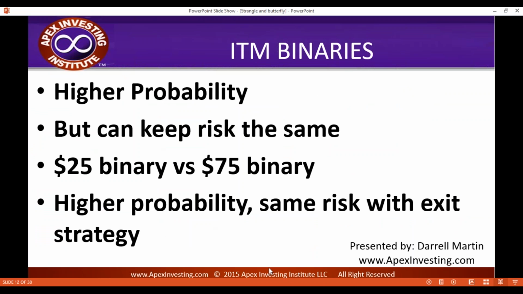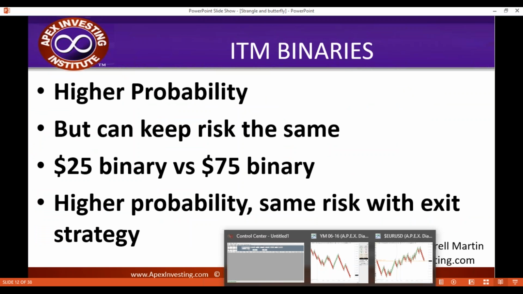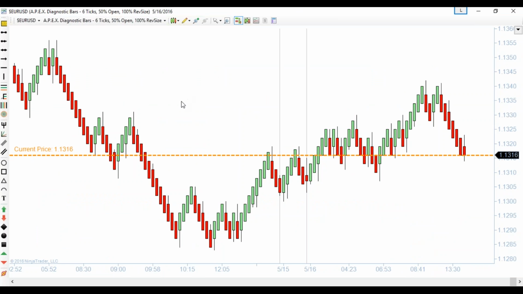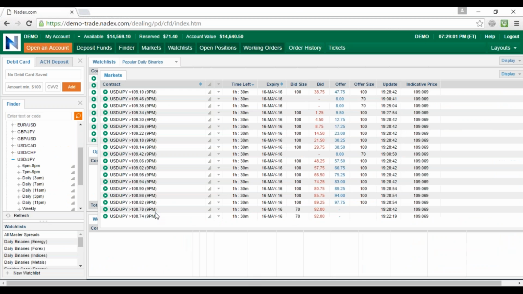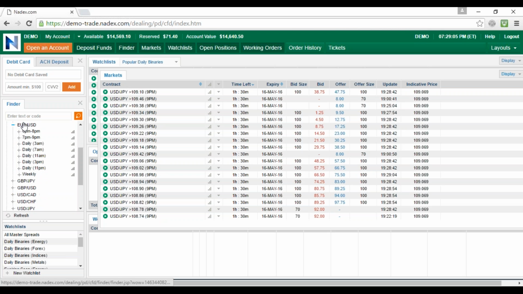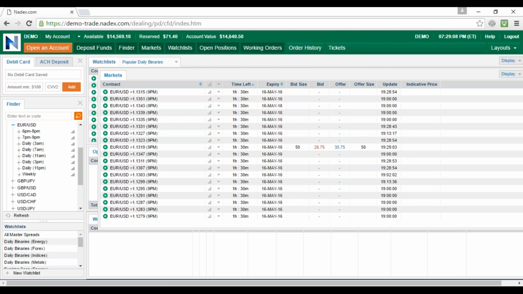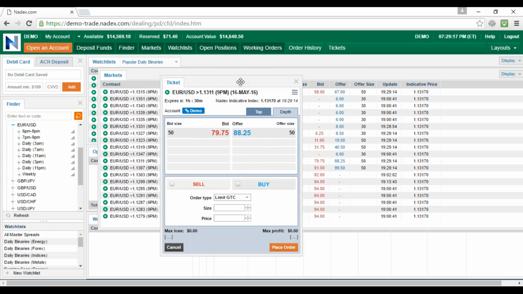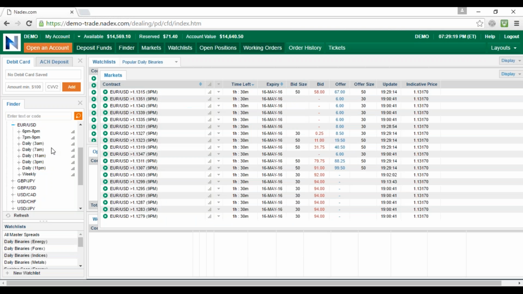So I want to show you real quick something on a chart. All right, we want to put this into a little bit of perspective. Right now, here's a euro-dollar chart. So let's take a peek at euro-dollar. Let's just go 9 p.m. Okay, let's take a look at this one right here. 1.1311. Okay. That's 9 p.m. What do we have at 8 p.m.? Let's just take a quick peek here.